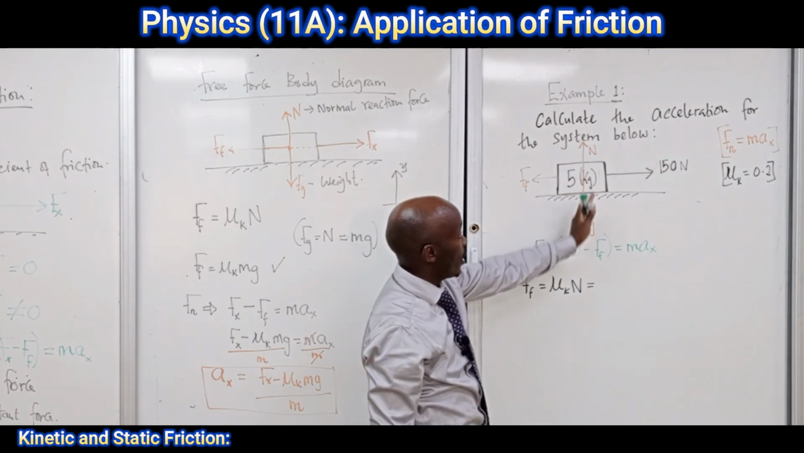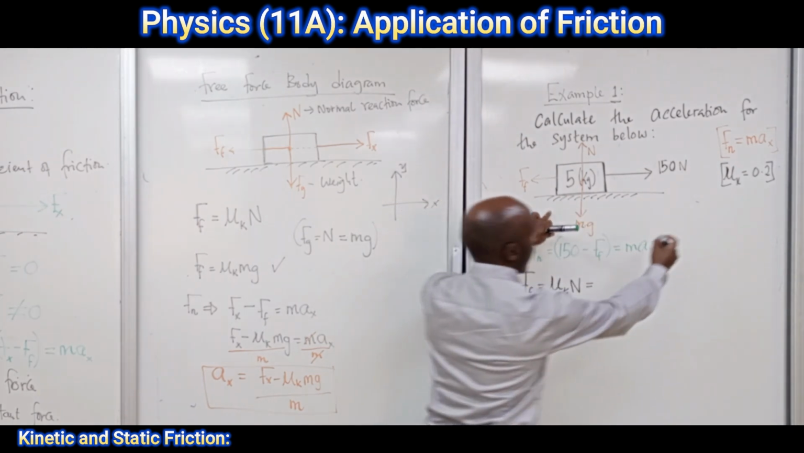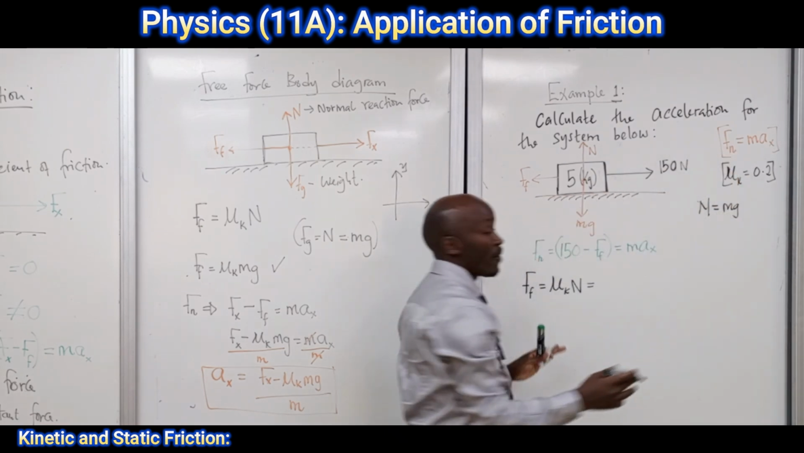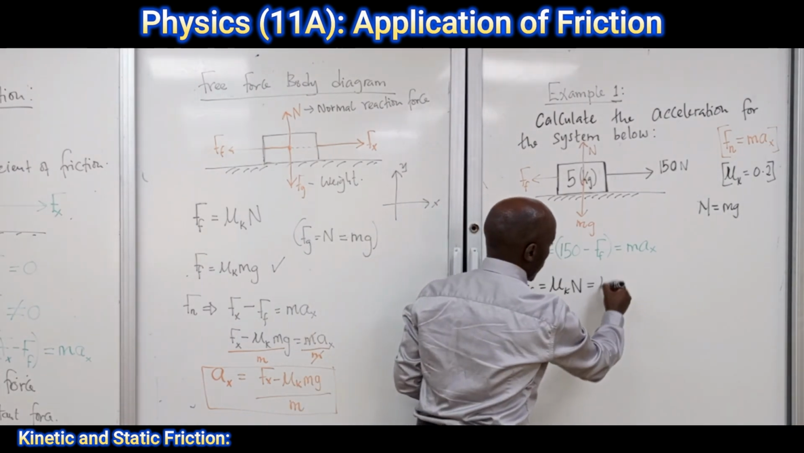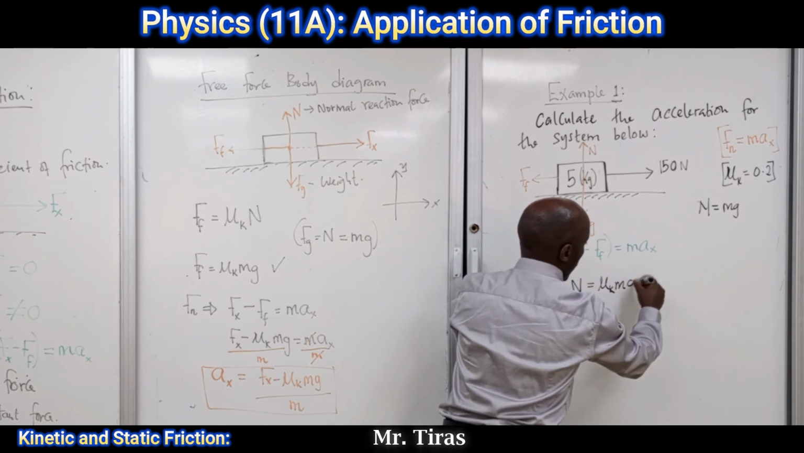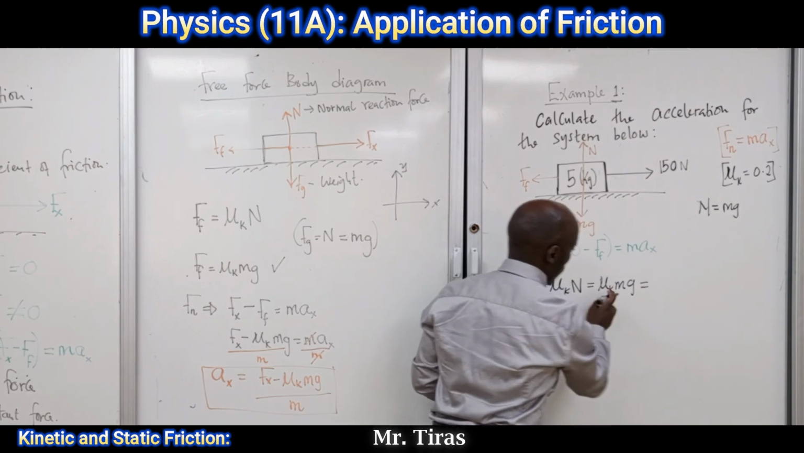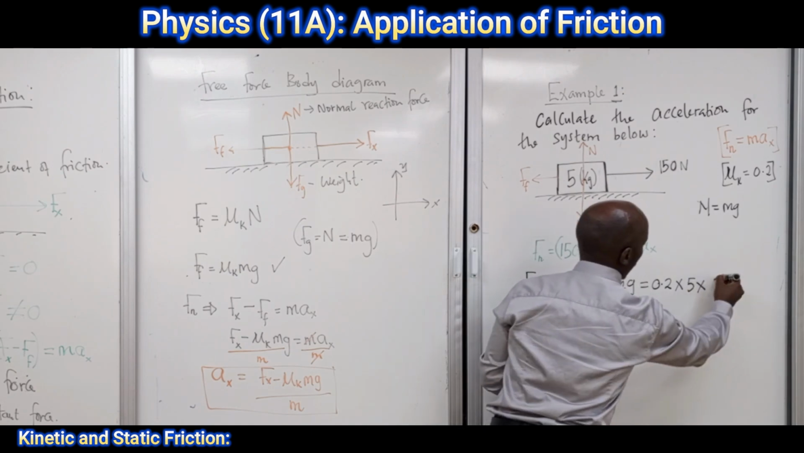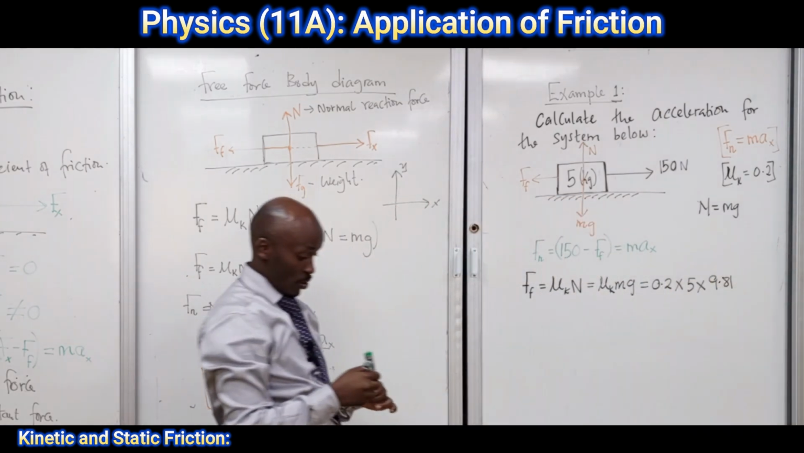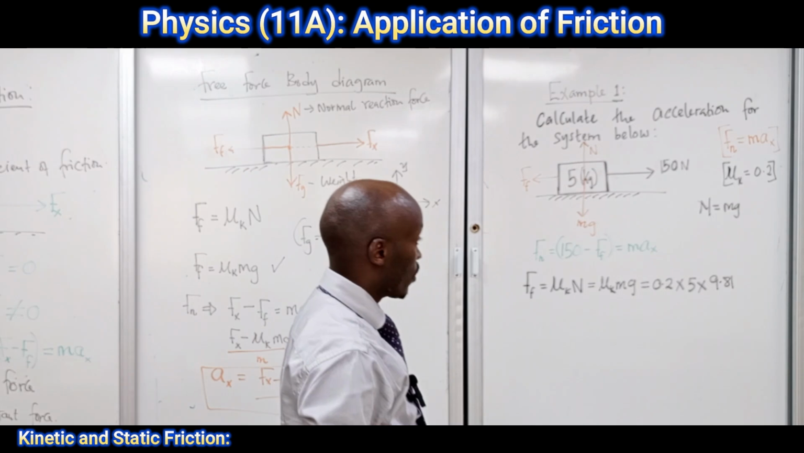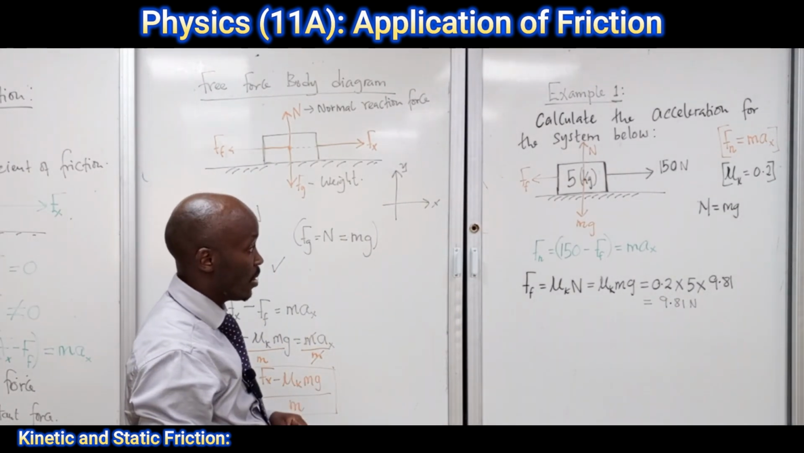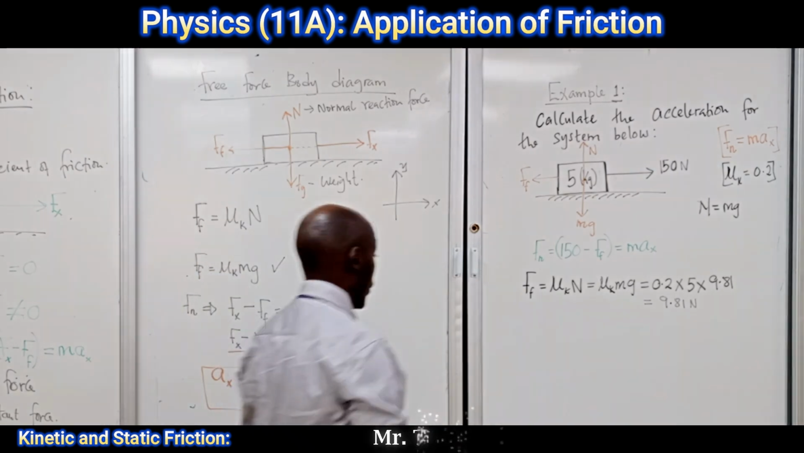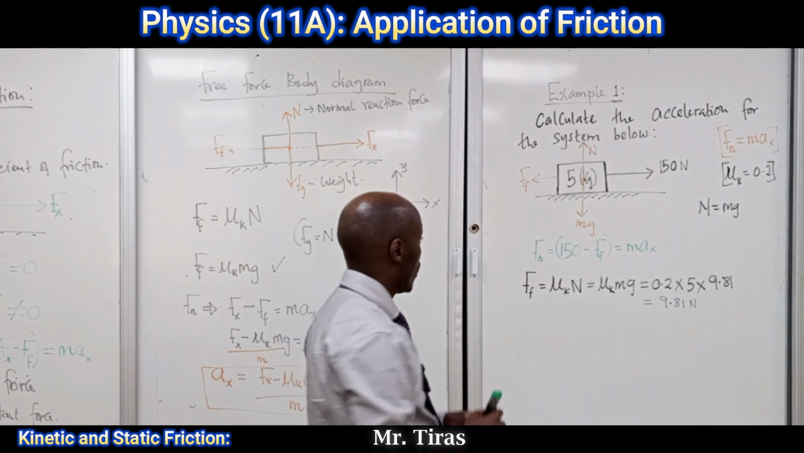In this situation, because there's no net resultant force along the y-axis, the normal force equals mg. So we can say Ff equals mu k times the normal reaction force, which is m times g. With that, we substitute in mu k, which is 0.2, multiply by the mass, which is 5, and then multiply by g, which we take as 9.81. If we put that in a calculator, we can see what value it will be. That will be the friction force acting on this system, 9.81.